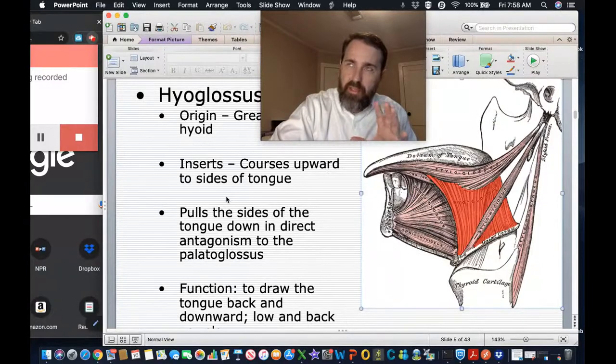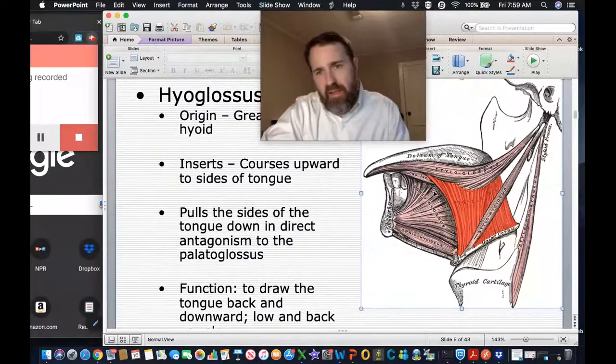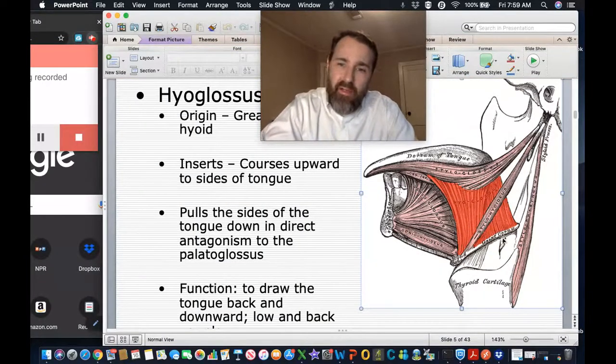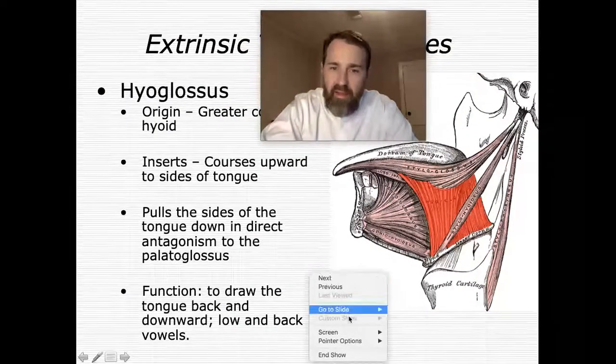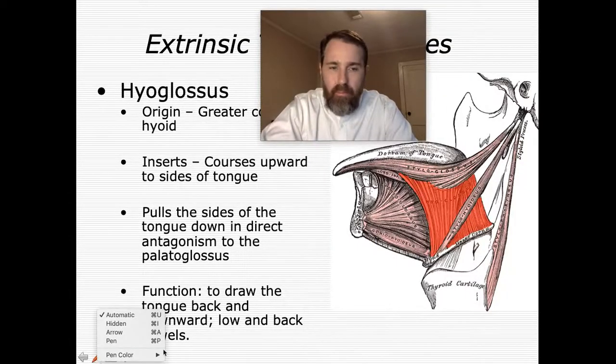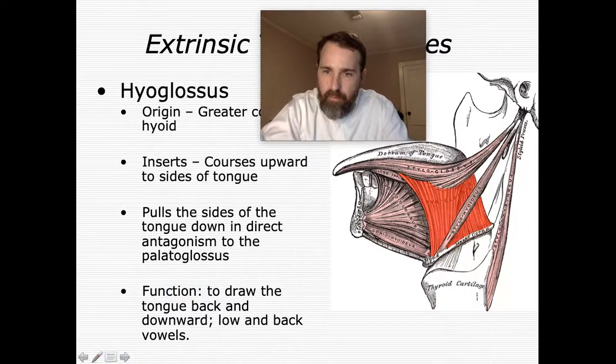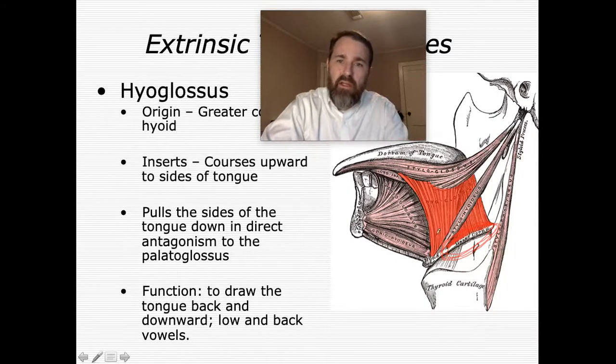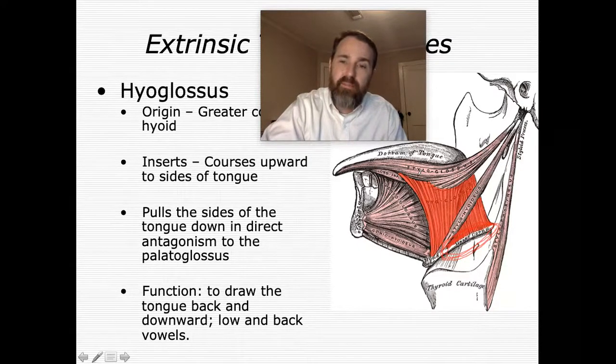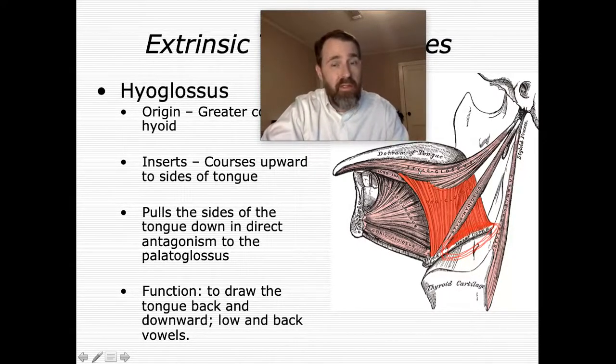So the next extrinsic muscle of the tongue we're going to talk about is the hyoglossus. Looking at this image of the hyoglossus, you can see that the hyoglossus originates on the greater cornu of the hyoid bone, and then it courses superiorly to insert into the sides of the tongue. So hyoglossus runs from the hyoid to the glossus, which is the tongue.